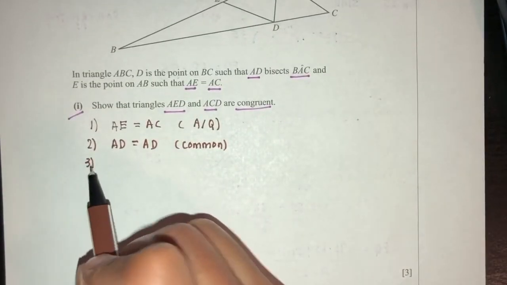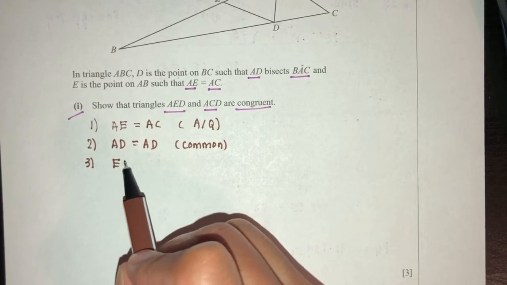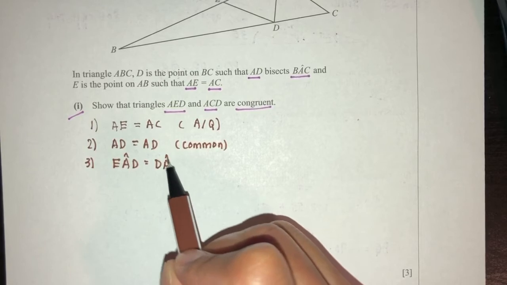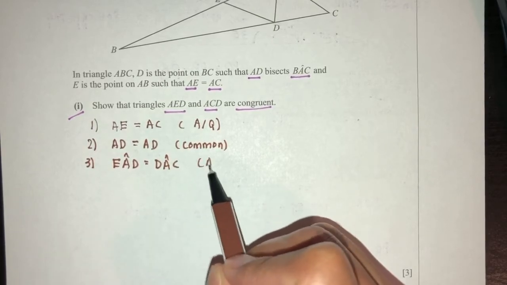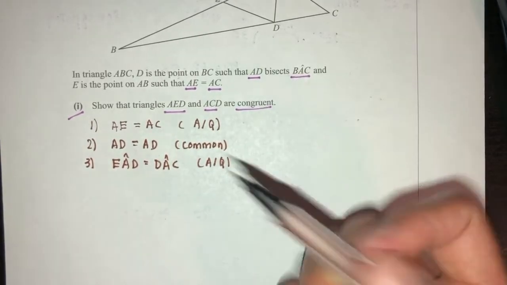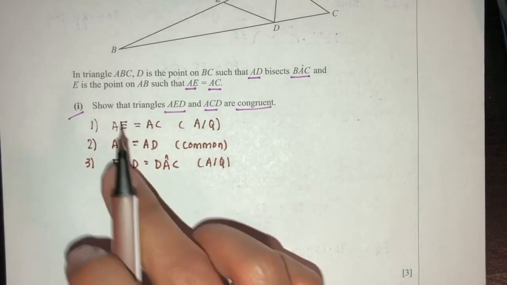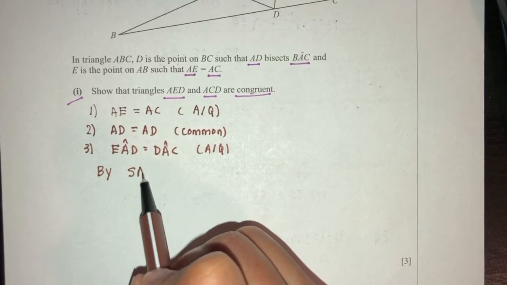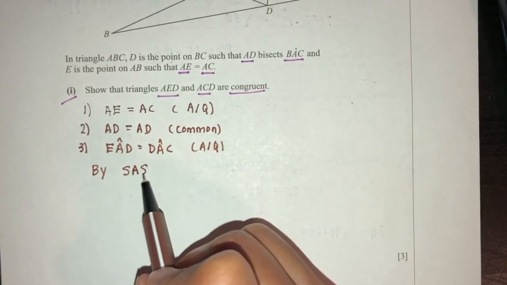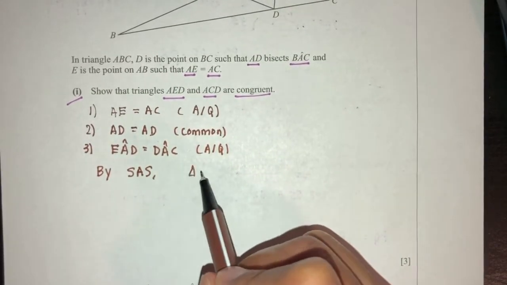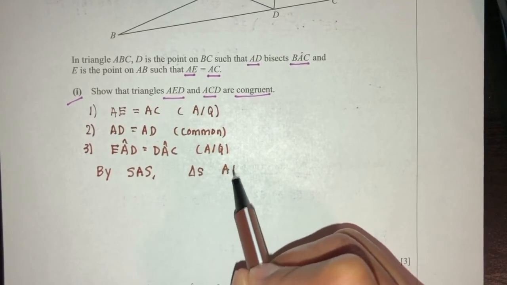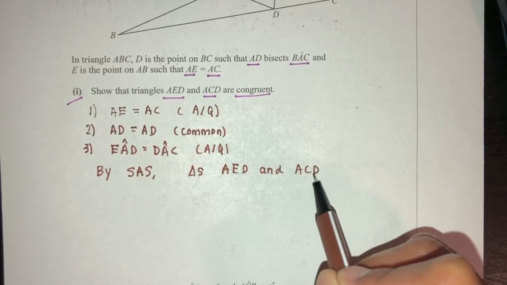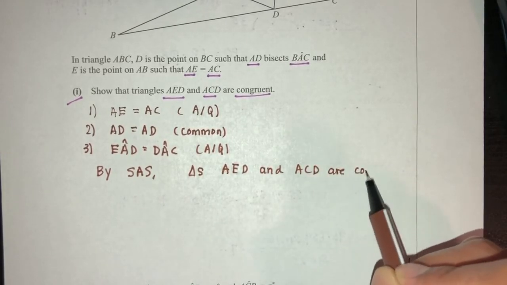And part 3, you can say angle EAD is equal to angle DAC. According to the question again, because it says bisects this angle. Now since you have proven these 3 points, you will say by SAS, triangles AED and ACD are congruent.